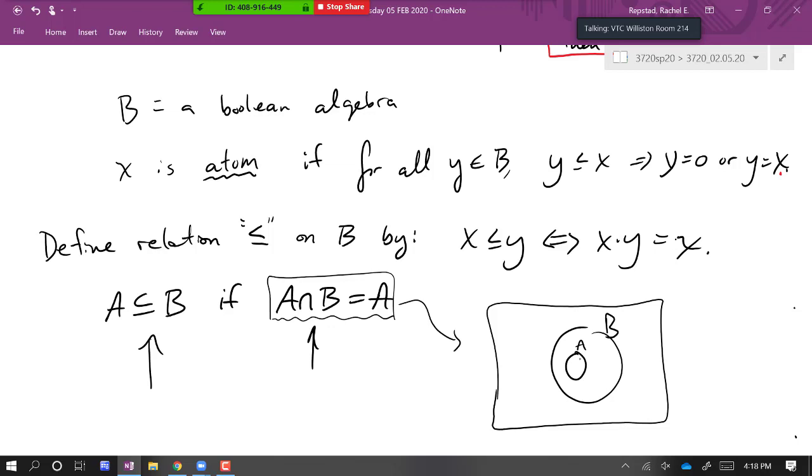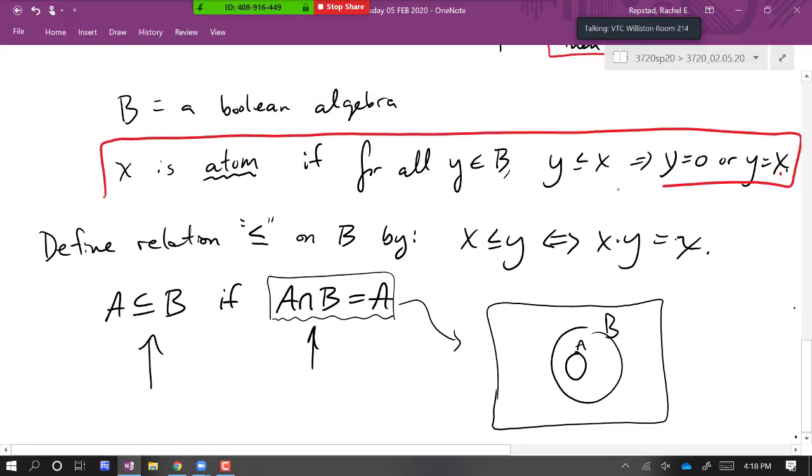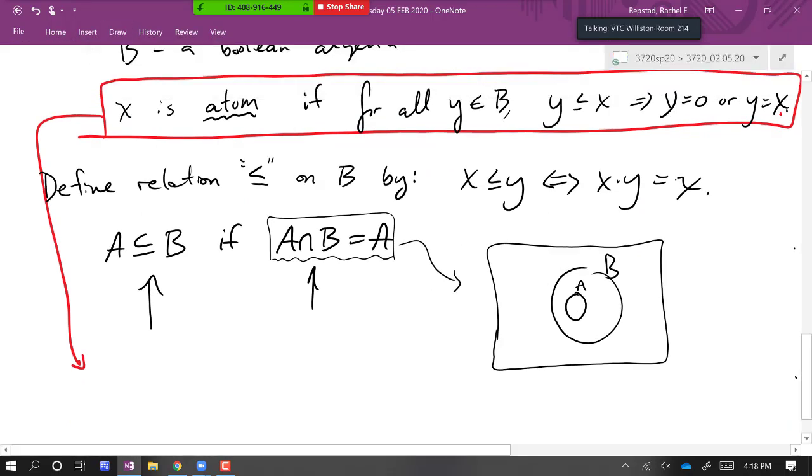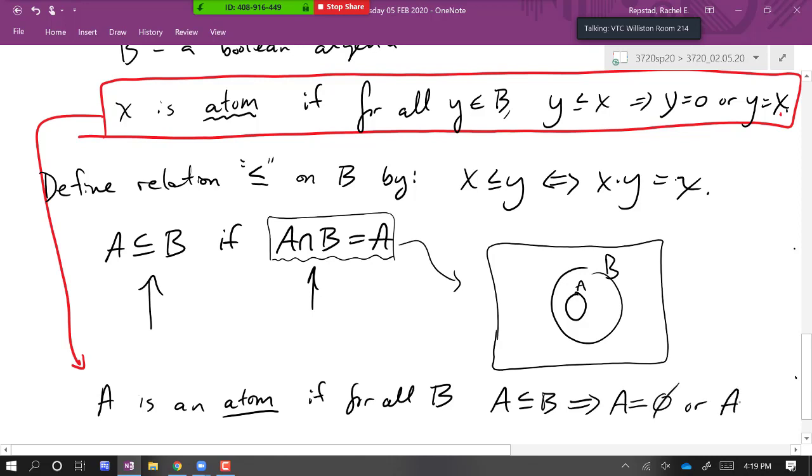Now they've defined an atom. Let's focus on this part. So a set A, let's think about what this means. A is an atom if for all B in the power set, for every set B, A is a subset of B means that either A is the empty set or A is the set B itself. And I guess I should avoid using B. Let me just switch this out for C. In the problem overall, we're talking about B as being the Boolean algebra, and I just don't want us to confuse it with that.